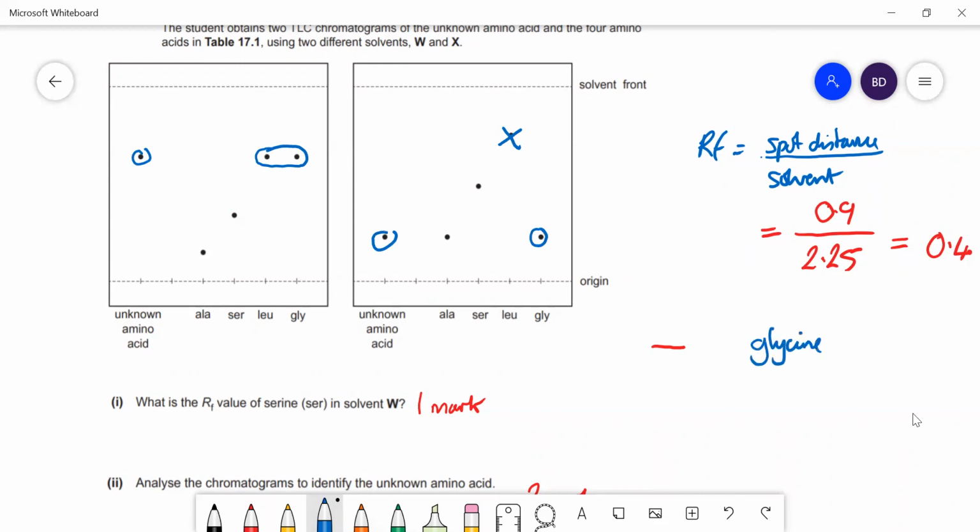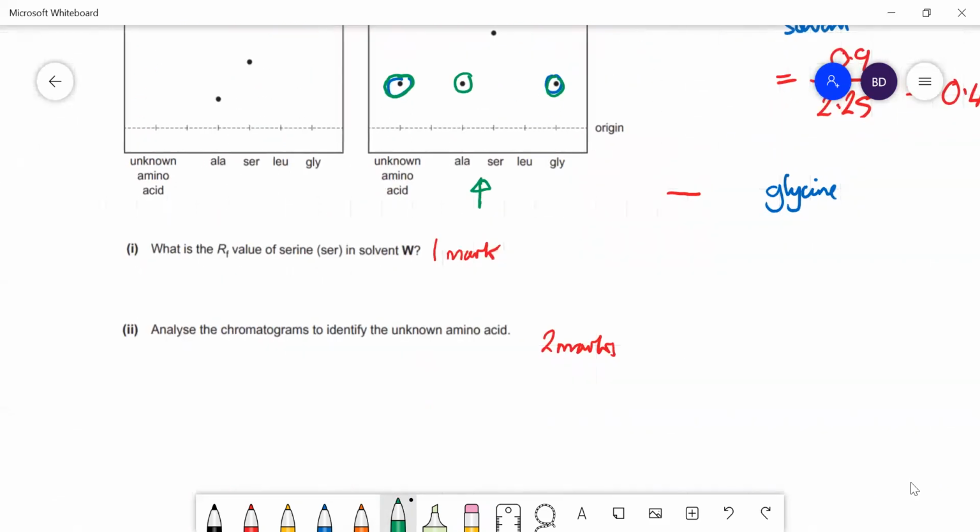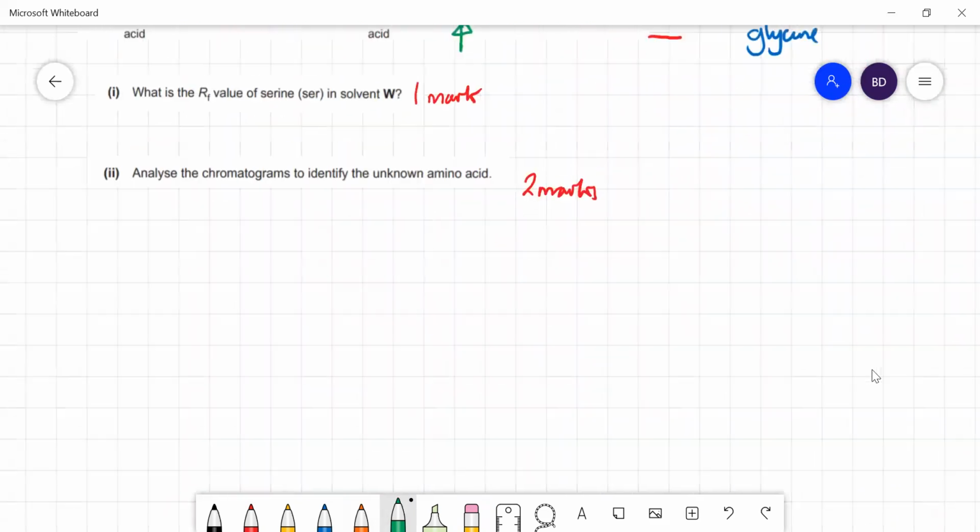You wouldn't be able to identify it was glycine from just either of those chromatograms. You've got to use both. If you just look at this solvent here, you might think it was either alanine or glycine. So you do need both of them. Right, now that's about halfway through the paper, so I'm going to call it a day there.